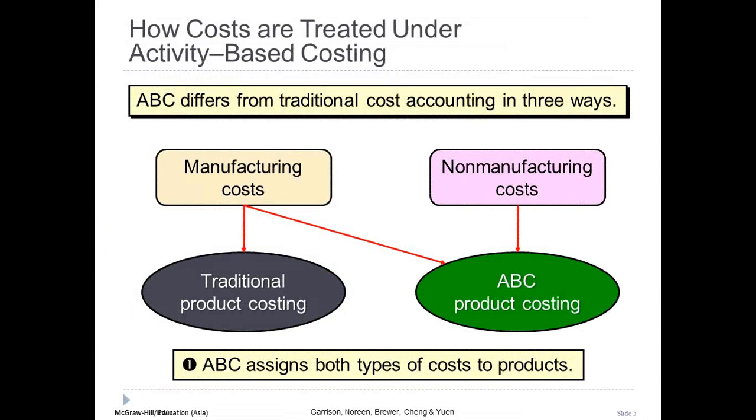ABC differs from traditional cost accounting in 3 ways. The first is that non-manufacturing as well as manufacturing costs may be assigned to products, but only on a cause and effect basis. So for example, ABC systems can assign sales commissions, shipping costs, and warranty repair costs to specific products.